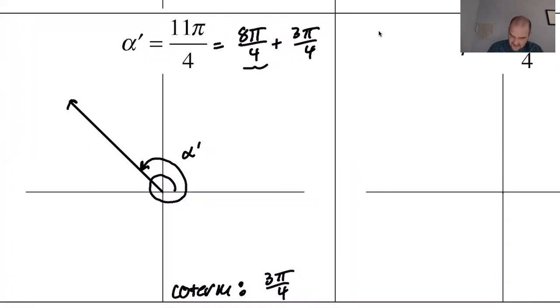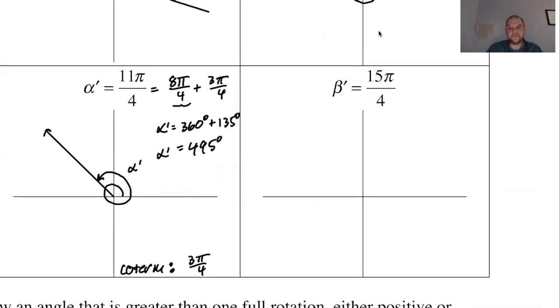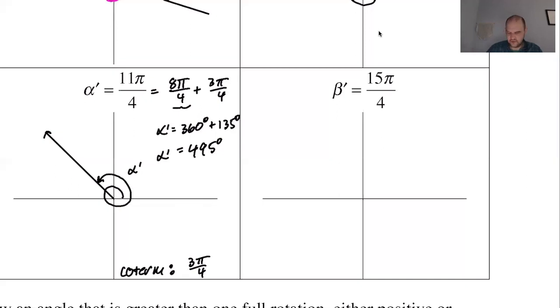I think the easiest thing to do here is to say that 8 pi over 4 is 2 pi. 2 pi is 360. And then 3 pi over 4 is 3 times pi over 4. Pi over 4 is 45, so this is 135. Then we can add those together to get 495 degrees, I guess. I'm not using a calculator, so good enough, right?